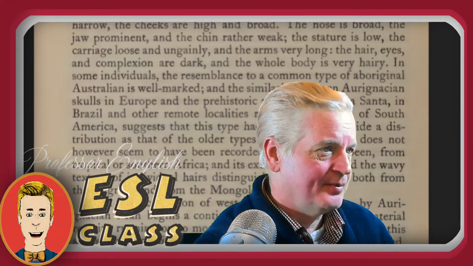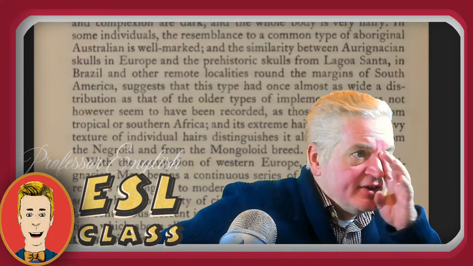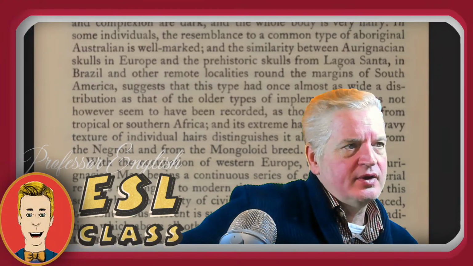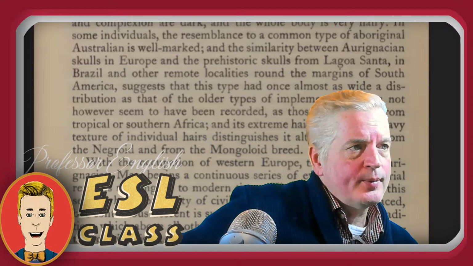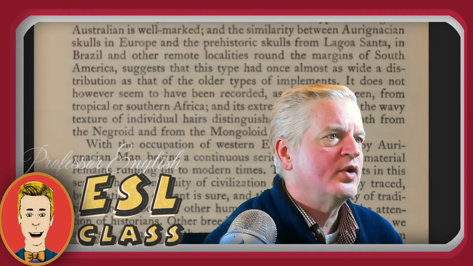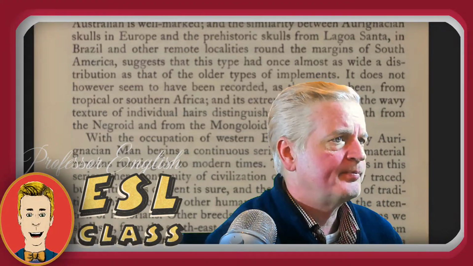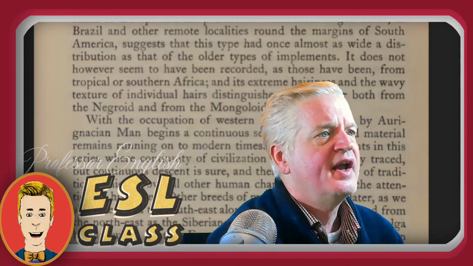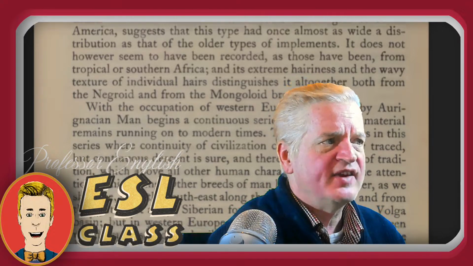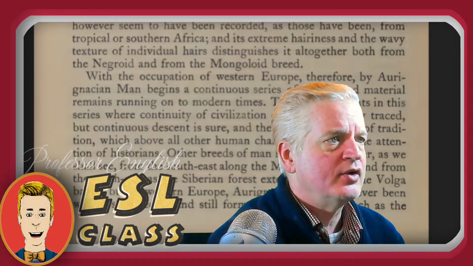In some individuals, the resemblance to a common type of Aboriginal Australian is well marked, and the similarity between Aurignacian skulls in Europe and prehistoric skulls in Lagoa Santa in Brazil and other remote localities round the margins of South America suggests that this type had once almost as wide a distribution as that of older types of implements. It does not, however, seem to have been recorded from tropical or southern Africa, and its extreme hairiness and the wavy texture of individual hairs distinguishes it altogether both from Negroid and Mongoloid breeds.